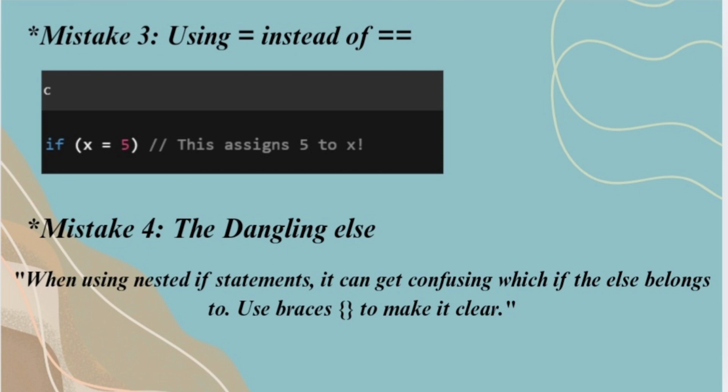Common mistake number 4: the dangling else. This happens when you have nested if statements without using braces. It becomes unclear which if your else belongs to. C always pairs the else with the closest unmatched if, which might not be what you intended. The solution: always use braces to make your intent clear. This way, there's no confusion and your code becomes more readable and less error prone.